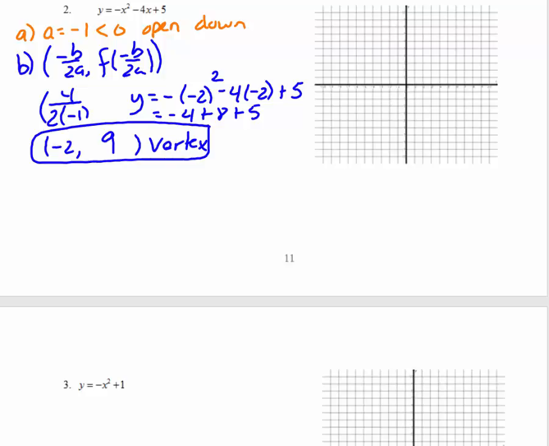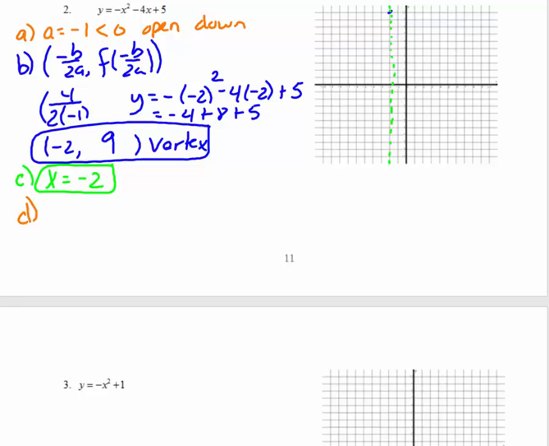So let's go ahead and plot negative 2, 9. It'll be right about here. And then I'll draw my line of symmetry. Again, my line of symmetry goes through my vertex, so every point's going to be symmetric over my line of symmetry. So part C, my line of symmetry is x equaling the x part of my vertex, which is negative 2.